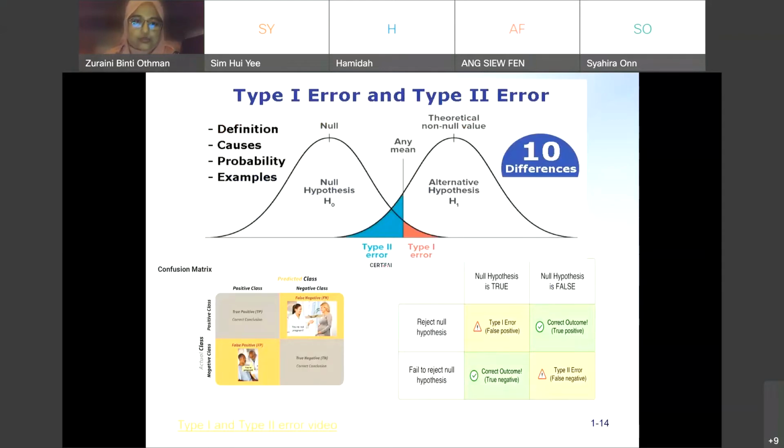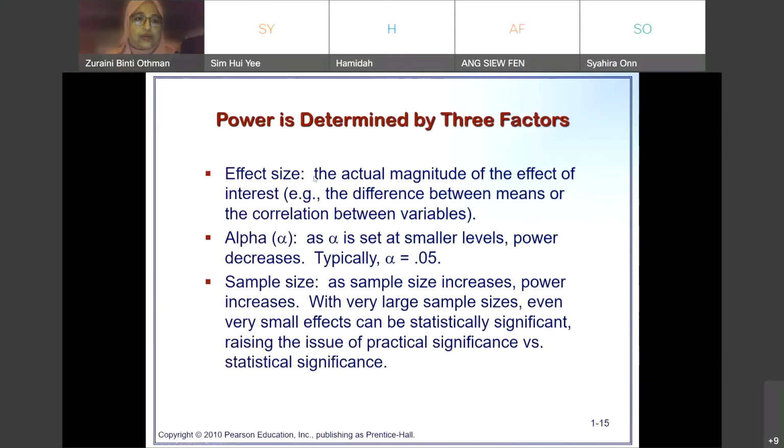So this is the type 1 and type 2 error, and this is power. Power is determined by 3 factors: the effect size, the alpha, and the sample size. What is the effect size? It is the actual magnitude of the effect of interest, for example, the difference between means or the correlation between variables. And the alpha is the significance level; as alpha gets smaller, power decreases. Typically, alpha is equal to 0.05.